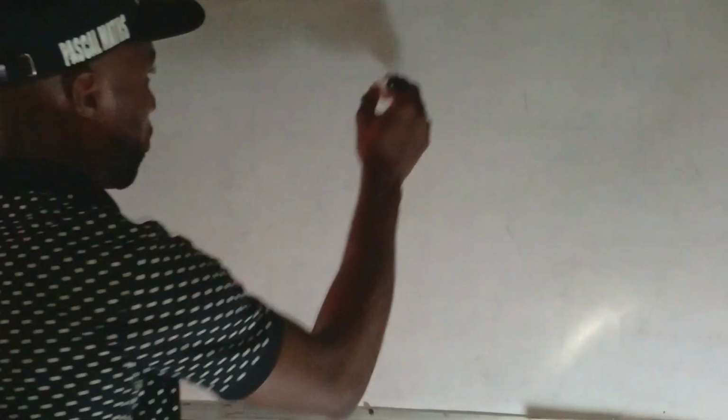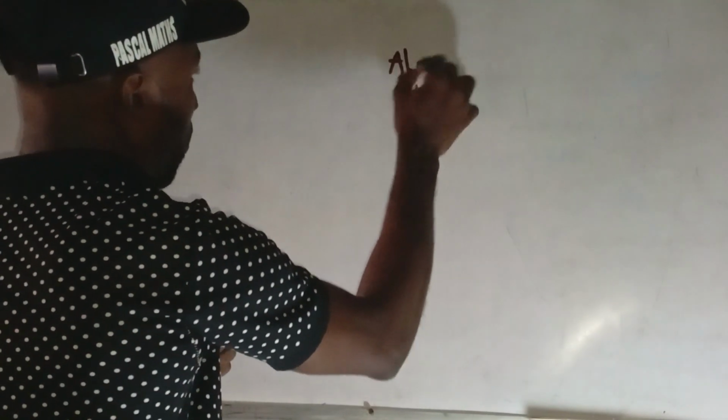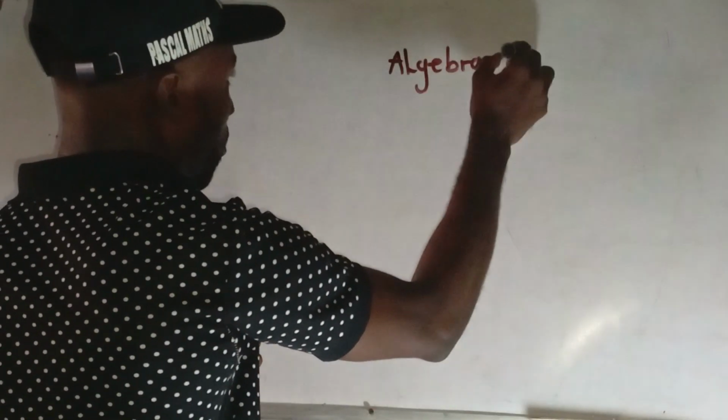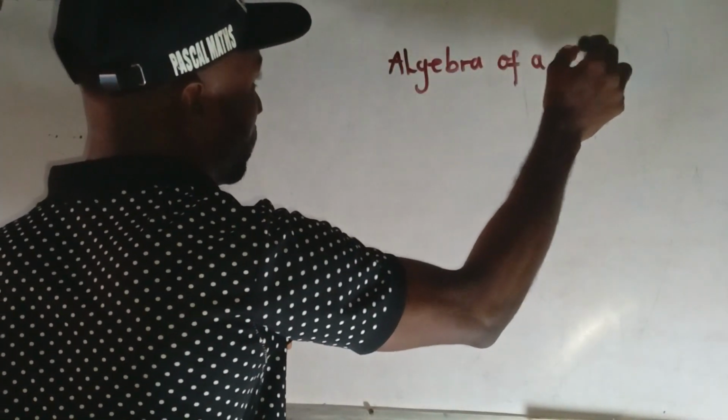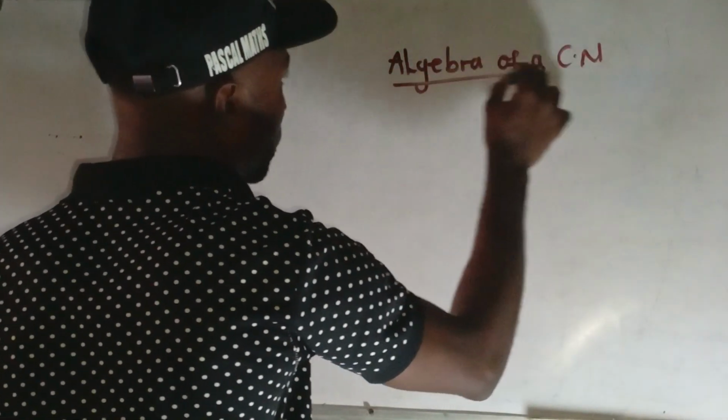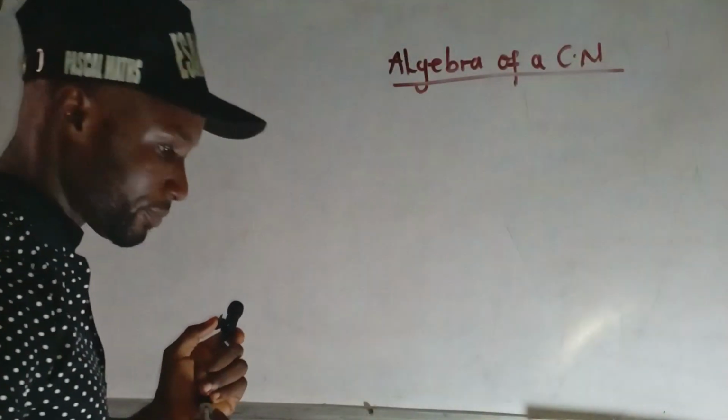Okay, viewers. Today, what we are going to be deliberating is what we call algebra. Algebra of a complex number. I'm using Cn to represent my complex number.